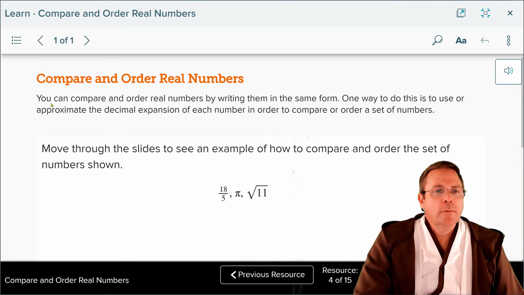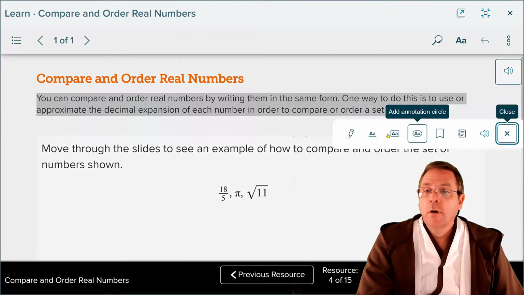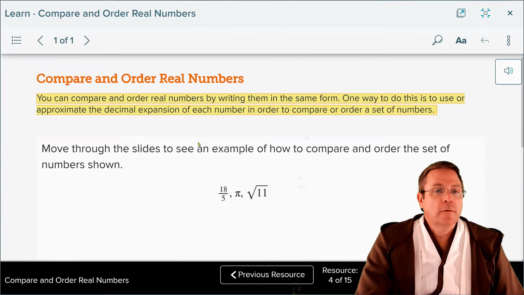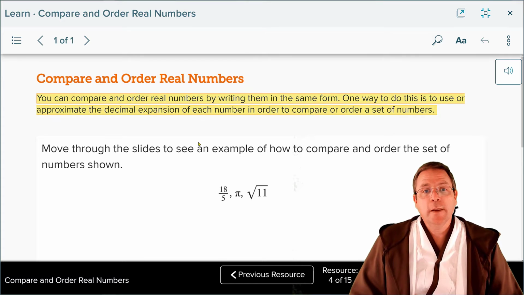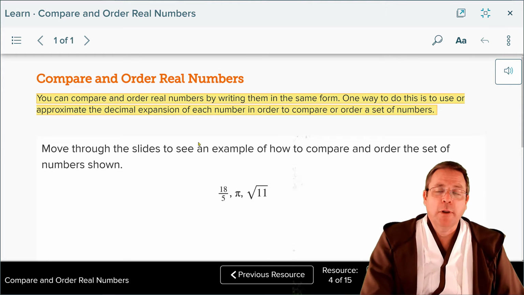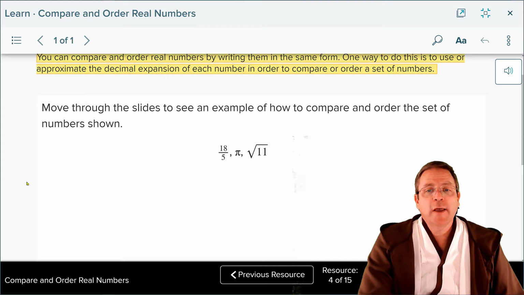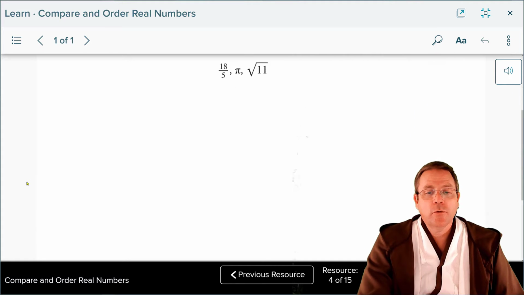You can compare and order real numbers by writing them in the same form. One way to do this is to approximate the decimal expansion for each number in order to compare or order the set of numbers. Decimal expansions can be close enough for numbers that are not really, really close. If they're really, really close, then we're going to have to come up with something else. So we're going to move through the slides to see how to compare and order a set of real numbers.